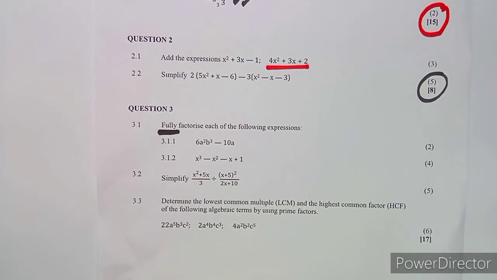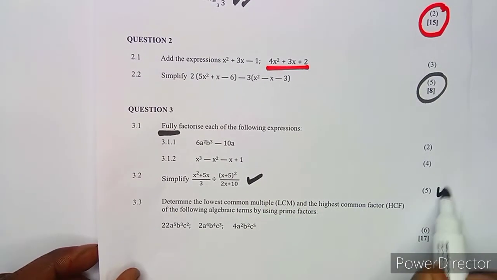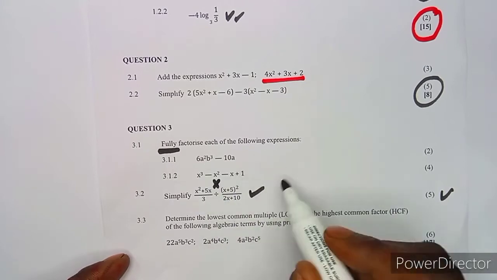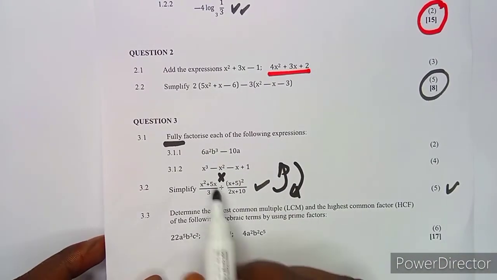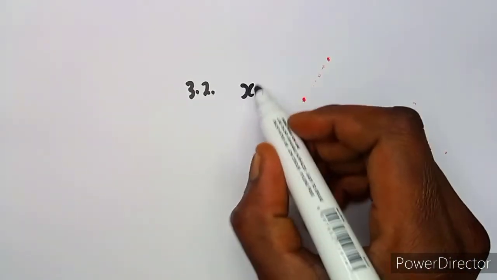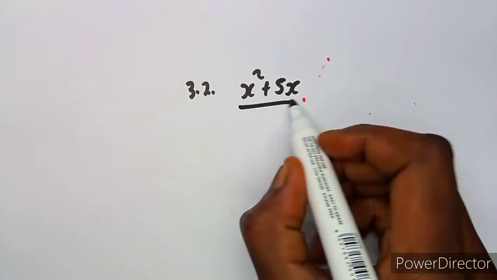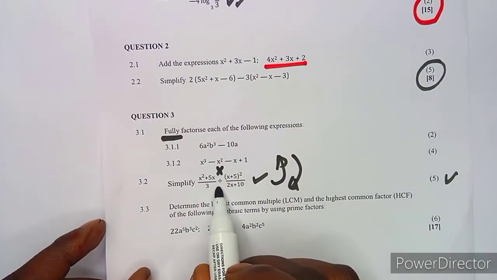All right, another part we are given to simplify. Then we've got 5 marks for that. Take note, you are dividing, so I'm just going to start by inverting the fraction. Remember that when you're dividing, you introduce multiplication, then you invert the fraction. The second fraction, let's just write as it is: x squared plus 5x over 3. Then we introduce multiplication because we were dividing.